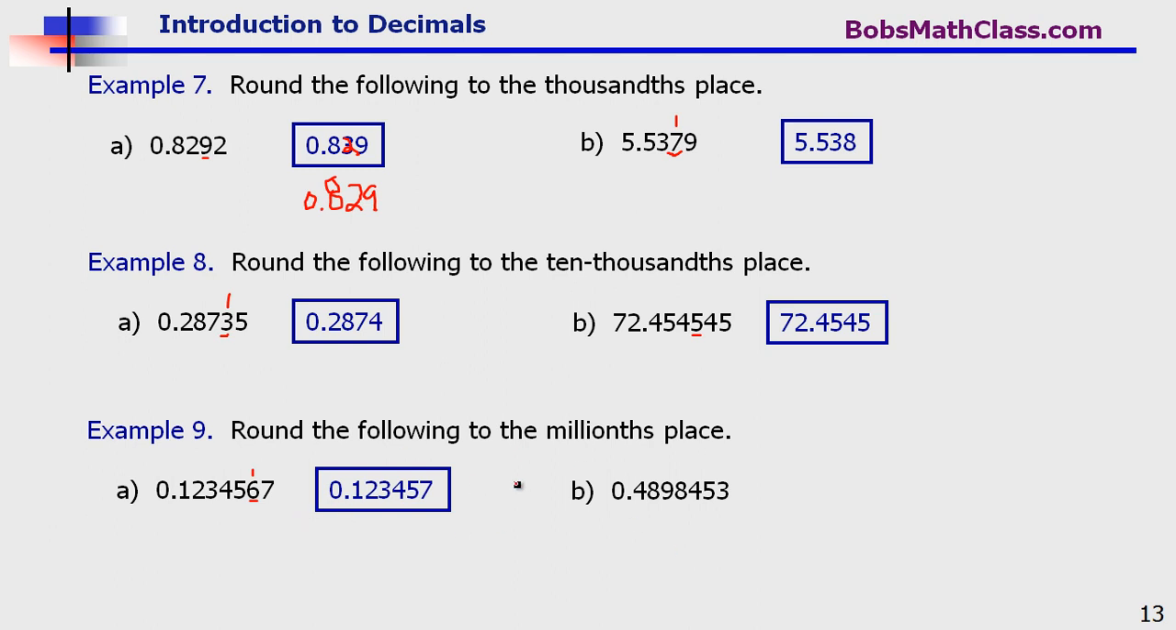Okay. So again, we're looking at the 6th place. So 1, 2, 3, 4, 5, 6. Look to the right, it's a 3, so we're going to leave it the same. So the last number to write down is just the 5.